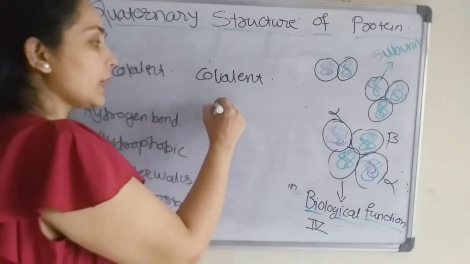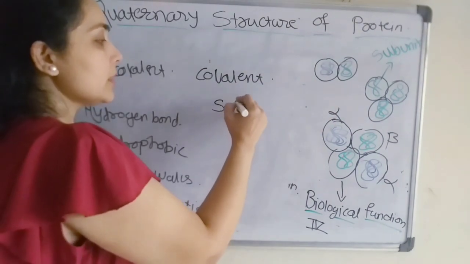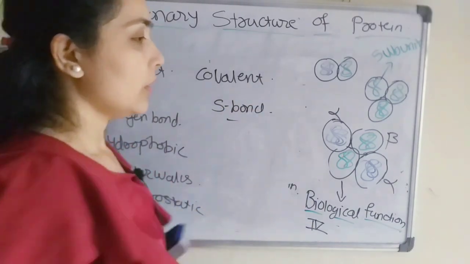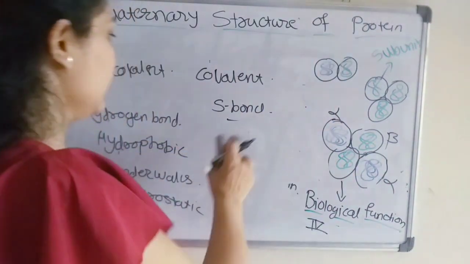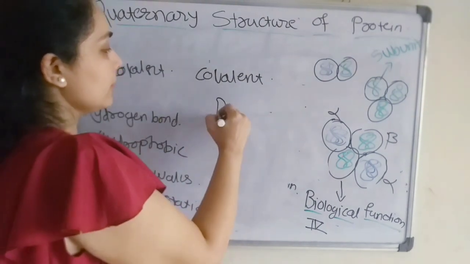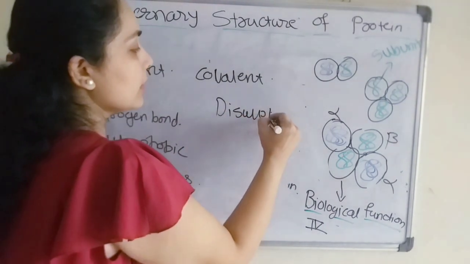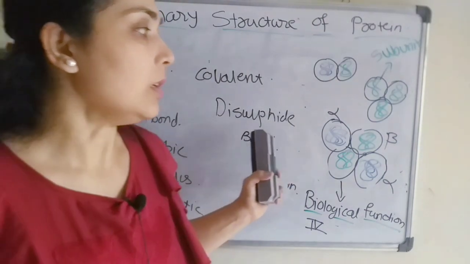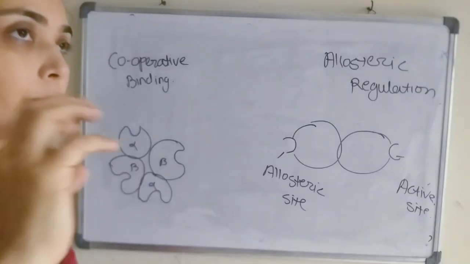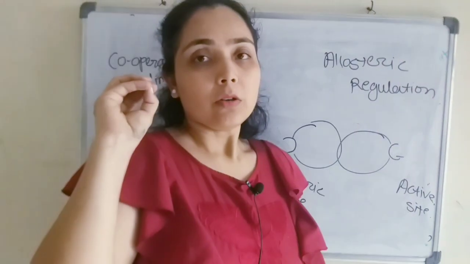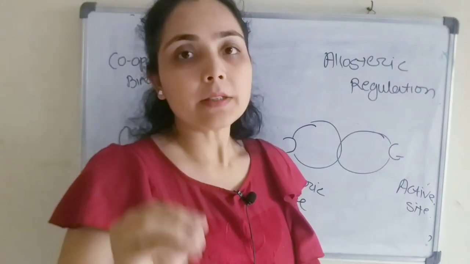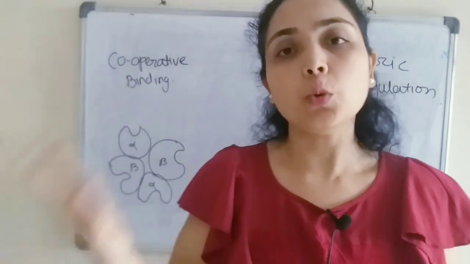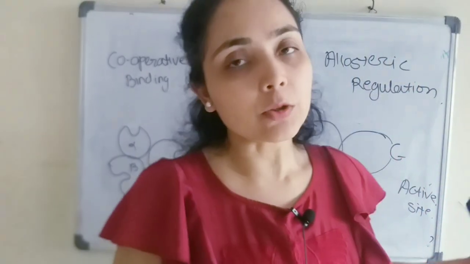And for the covalent interactions, these are the sulfur bridges, the disulfide bond, more specifically we will write here disulfide bond. So this is about the bondings. Now we will discuss how the subunits of the quaternary structure carry out their biological activities. There can be two types: cooperative effect or allosteric regulations.